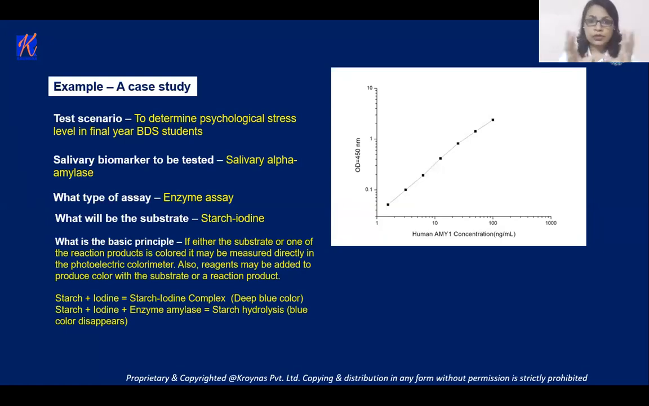You get a deep blue color, right? So that's the starch-iodine complex. Now, if I add the enzyme amylase, starch hydrolysis will start, right? And then the blue color slowly goes off. So that is my basic principle.